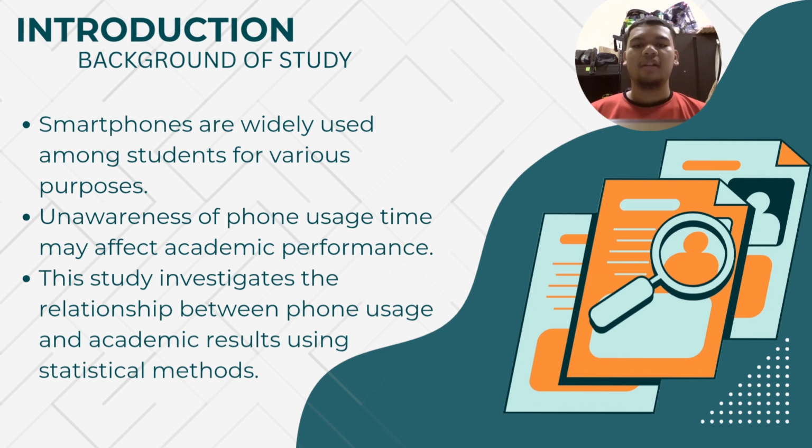Let's begin with the background of our study. Today, smartphones are used by almost every student for many different reasons, like studying, social media, and entertainment. However, many students may not realize how much time they actually spend on their phone. This unawareness could have an impact on their academic performance. So, in this study, we aim to explore the relationship between phone usage and academic results using a statistical method.